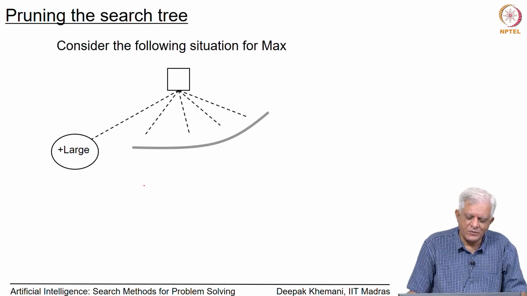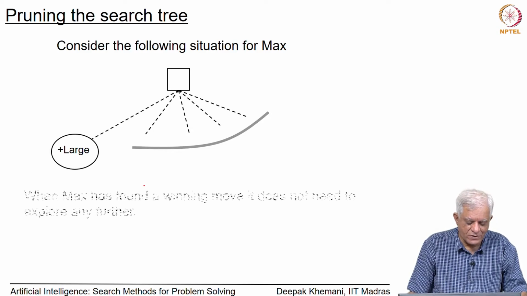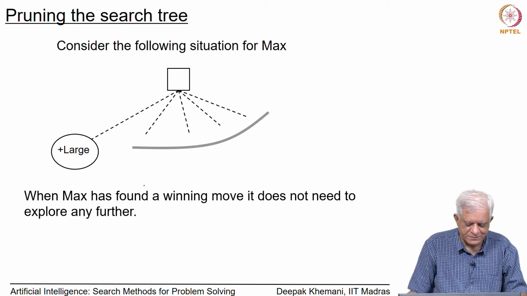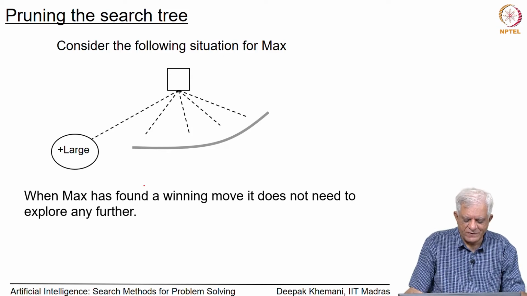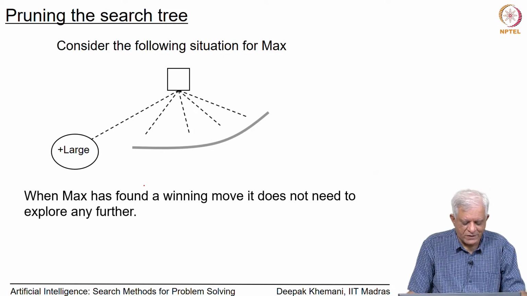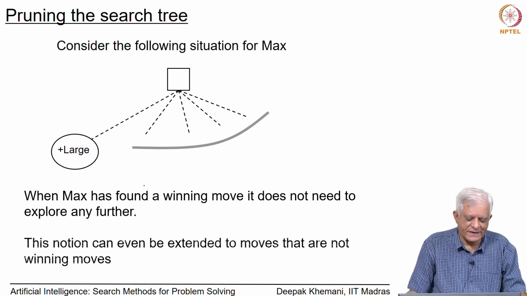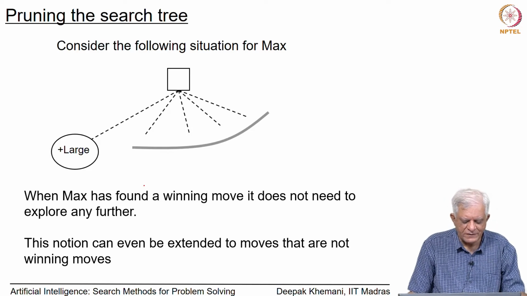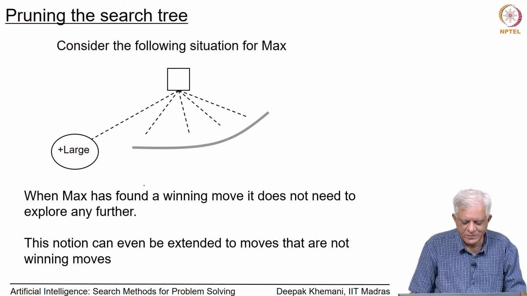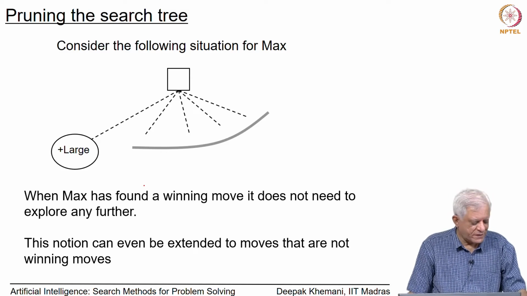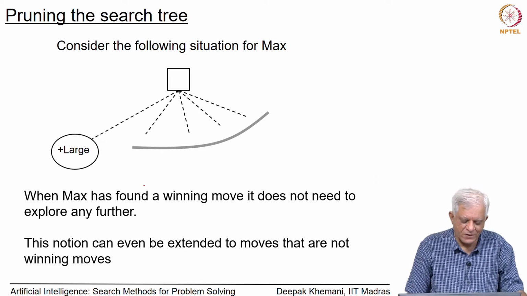So, we could prune those children and save time by not making recursive calls to those children. In this case, Max has found a winning move and does not need to explore any further, but we will see that this process can be extended to moves that are not winning moves. So it does not have to be plus infinity for such pruning to happen, it can happen with other values, and this is what we will study now.